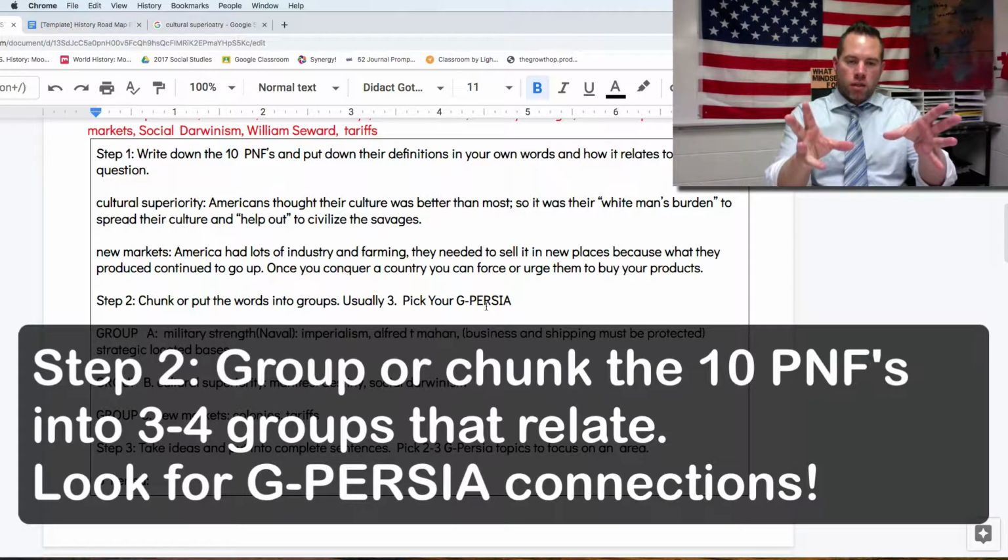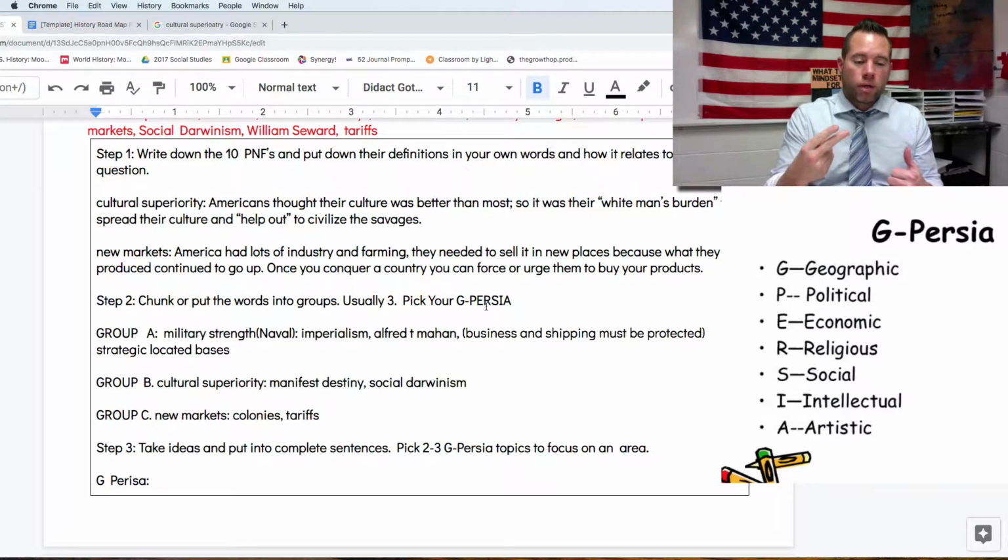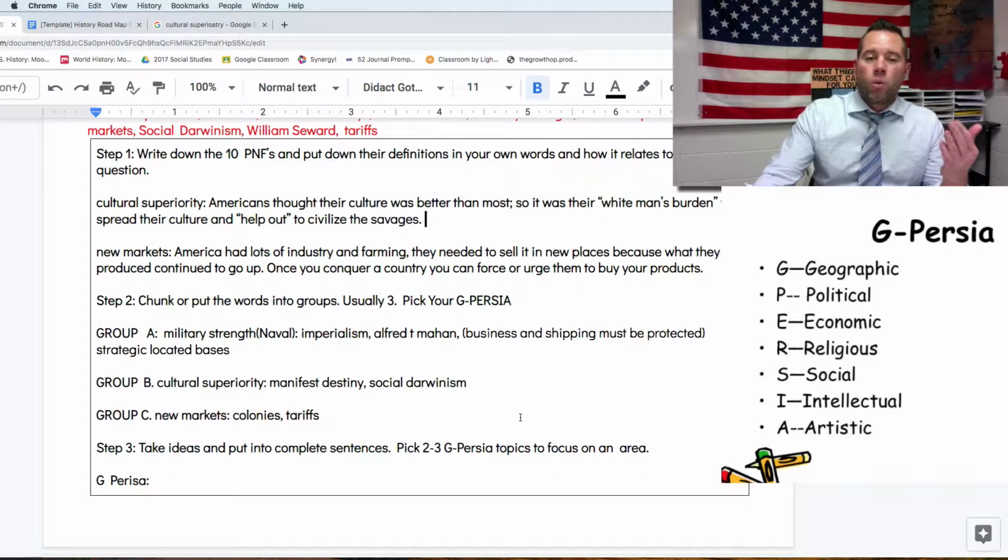So if you're good with the definitions, you know what they mean, you can just skip to step 2. So I already did this. This was an easy question to do it to because there were 3 reasons we expanded overseas: 1, military strength; 2, cultural superiority; 3, to get new markets, okay? So now what else would go with those?